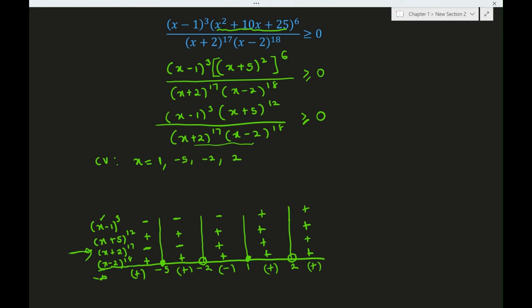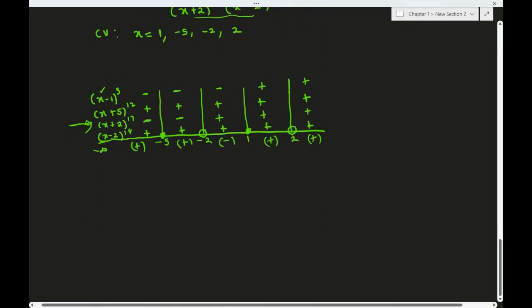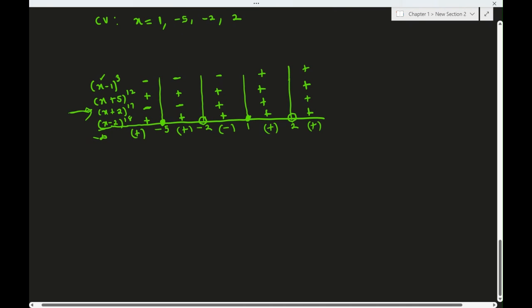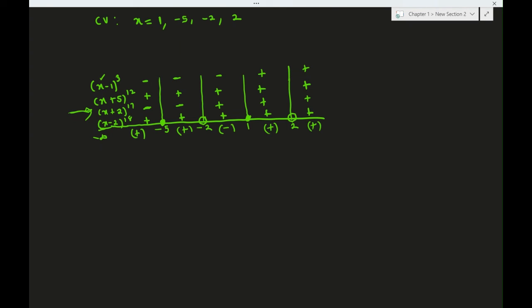Now, since the question is asking for greater than or equal to 0, what can we do? For greater than or equal to 0, we need all the intervals where it is positive. So let's look at this carefully. Between minus infinity, so this will be our solution set, between minus infinity up to where? Minus 2, open. It is all positive, right?